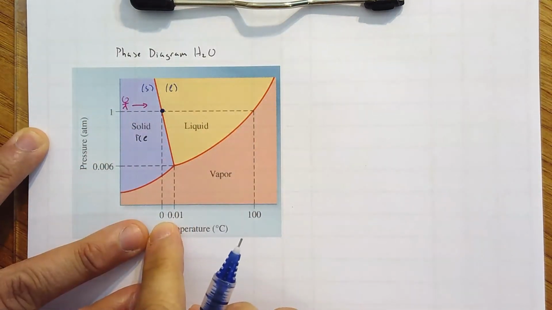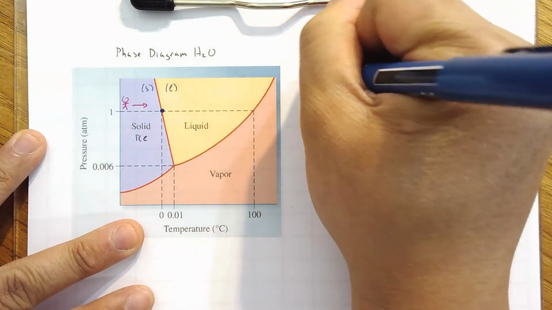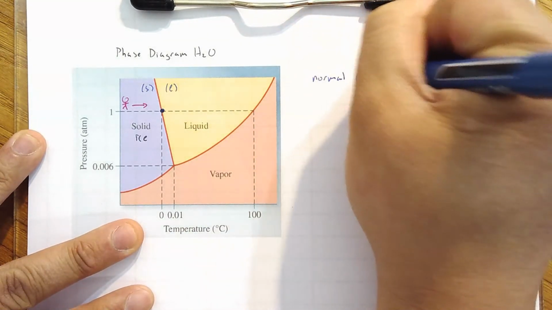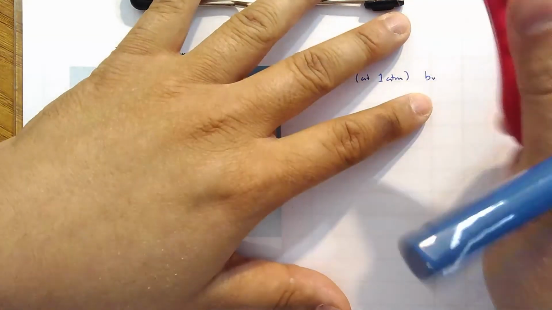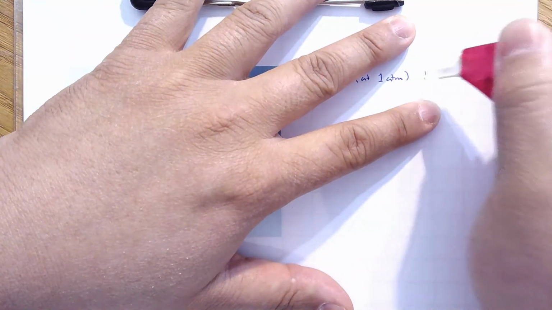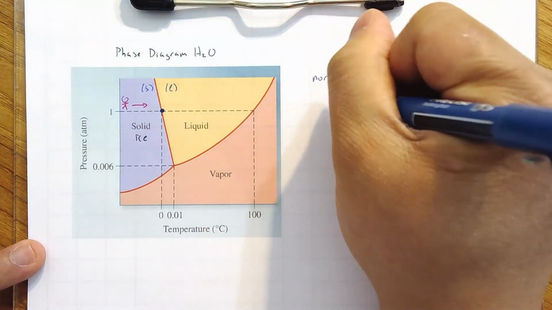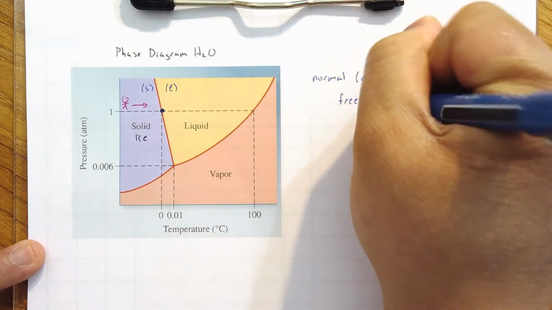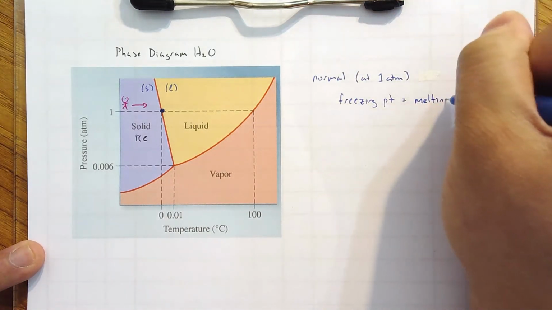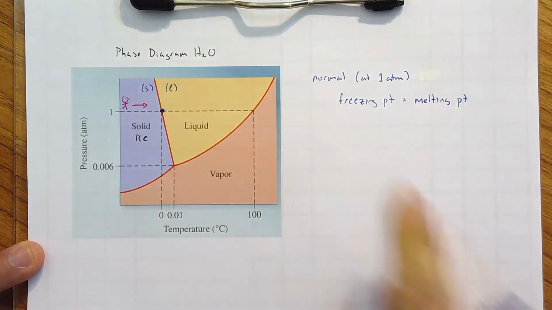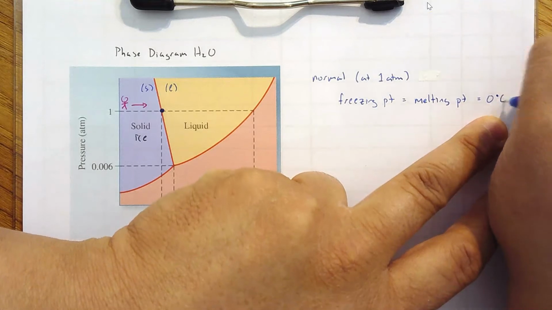Drop down to 0 degrees. This is how you find your normal melting point. Normal meaning at 1 atm. Not boiling point, freezing point. You understand that the freezing point and the melting point are identical. Let me make sure I write it correctly. Freezing point equals melting point equals 0 degrees Celsius.